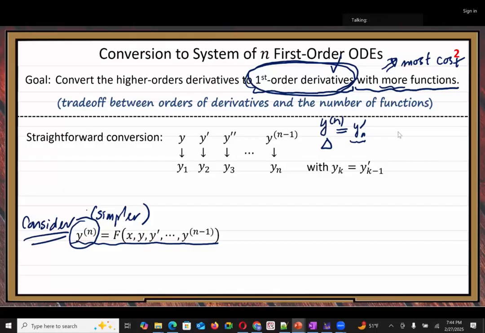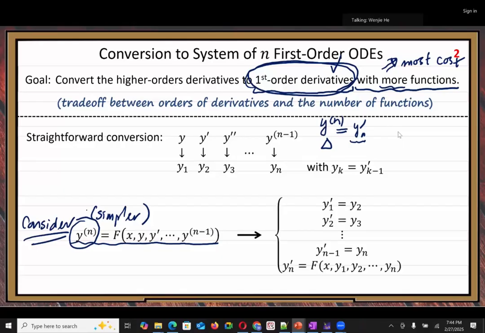Now, because we have new variables, this big equation we can write as yn prime equals a function of all the new variables this time. Then there is the relationship, because these functions are not completely independent. The relationship is simple: y1 prime equals y2, y2 prime equals y3, and so on.